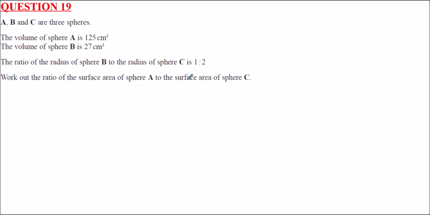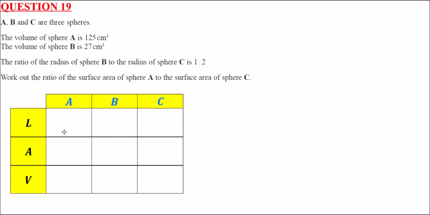So what this question is, without saying it, is linear area and volume ratios of 3 similar shapes, A, B and C. So let's do this in a table. So L for linear ratio, A for area ratio, V for volume ratios of sphere A, B and C. We're told the ratio of volumes of A and B is 125 to 27. So we can add this information in already.